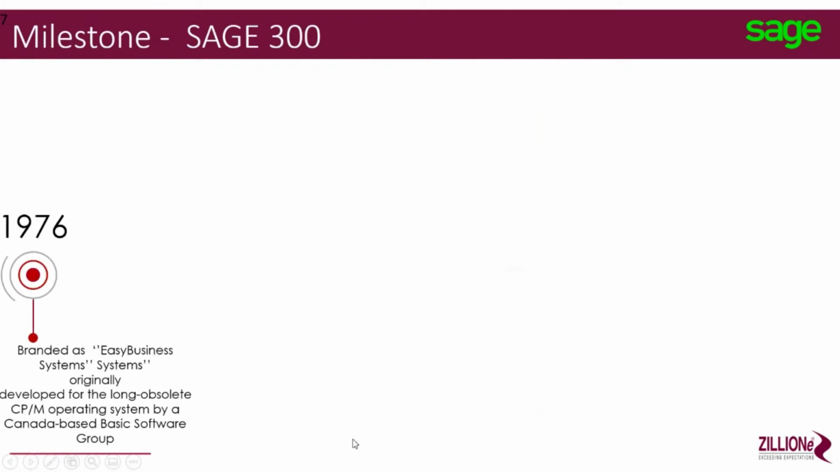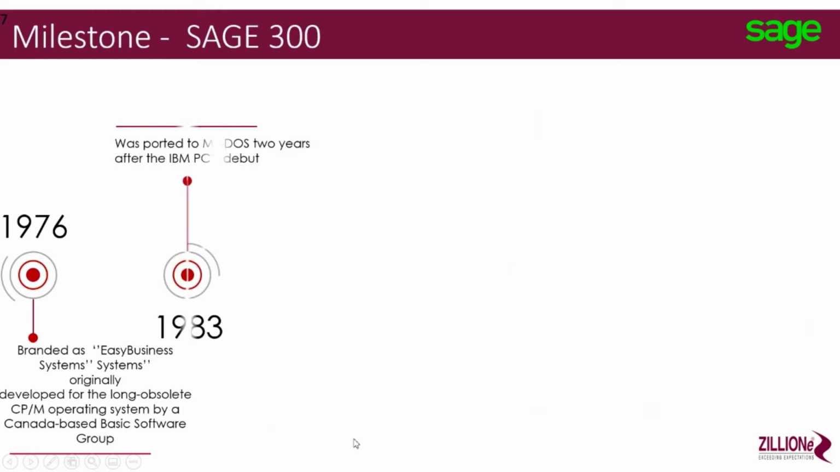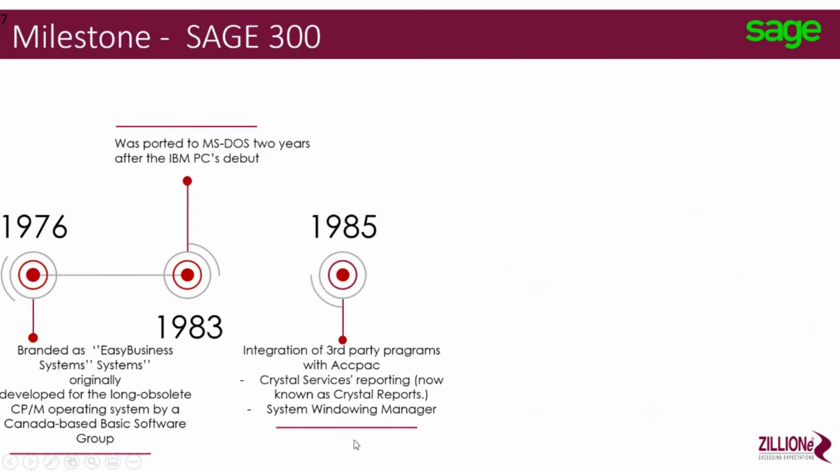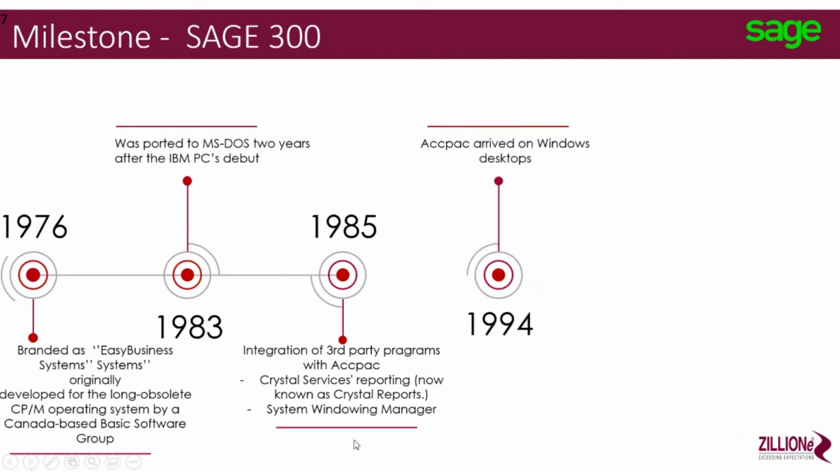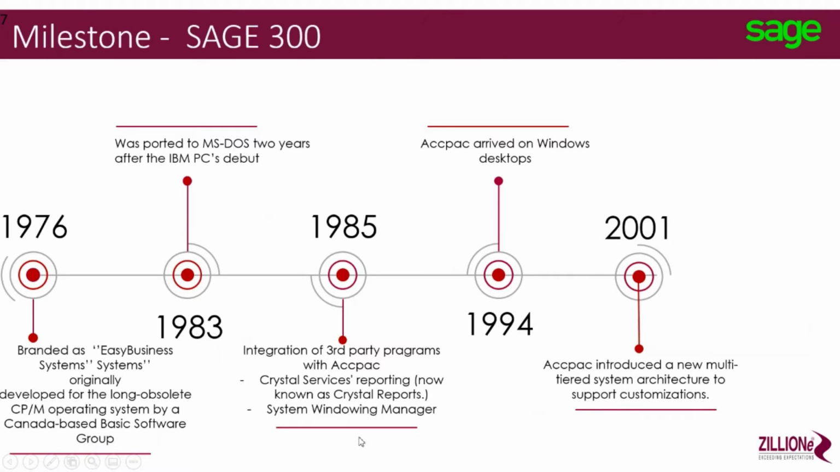So in terms of the milestones, as you would know, Sage started off as Easy Business Systems in 1976. Then in 1983, it was converted into a DOS solution, and from that point on, it continued to grow, where it became Sage 300. It was known as the ACCPAC solution, and then in 1994, ACCPAC arrived onto the Windows desktop version, and ACCPAC introduced a new multi-tiered system in 2001.